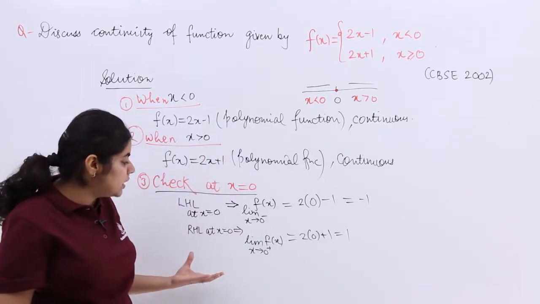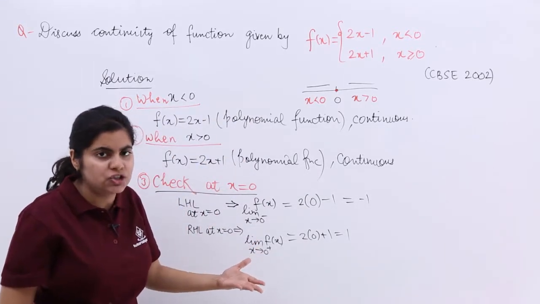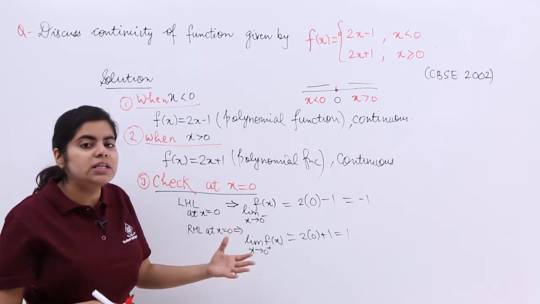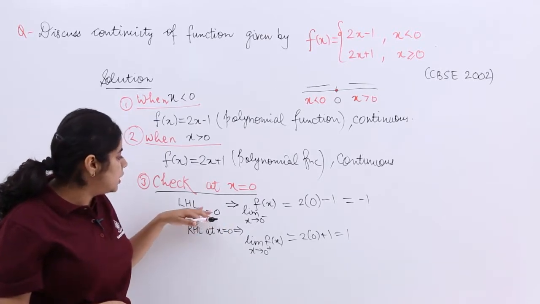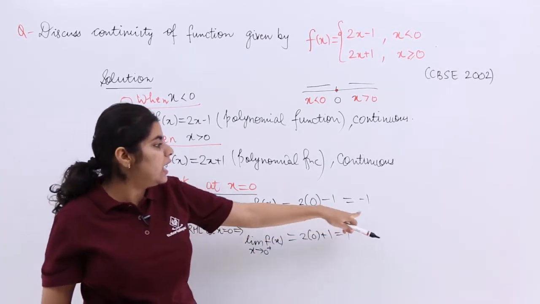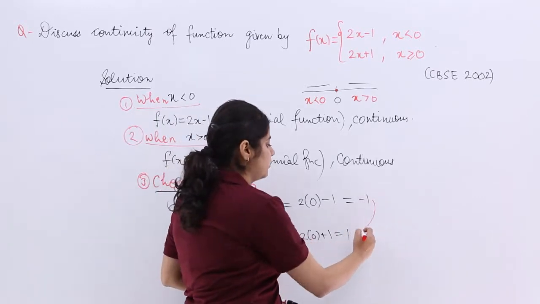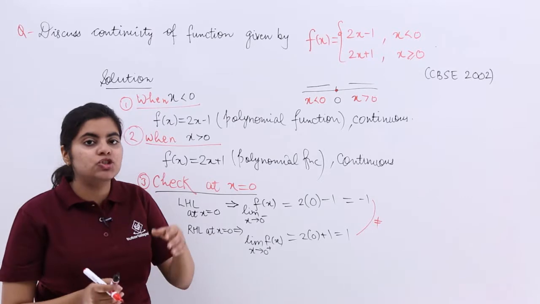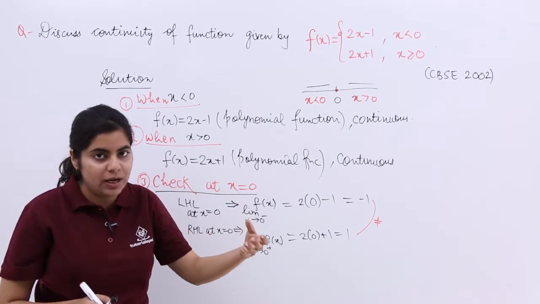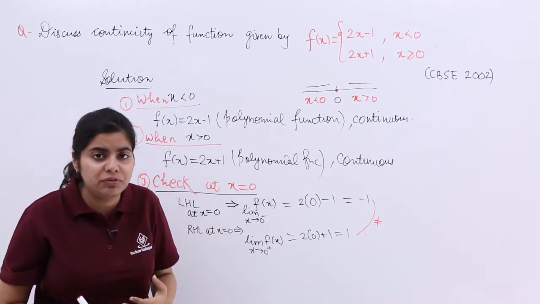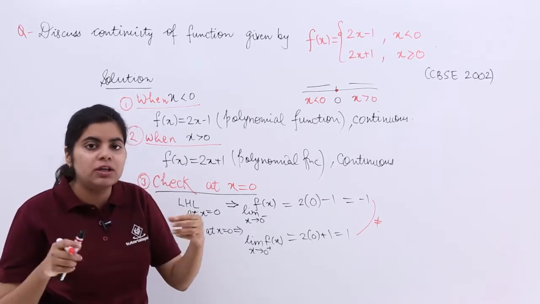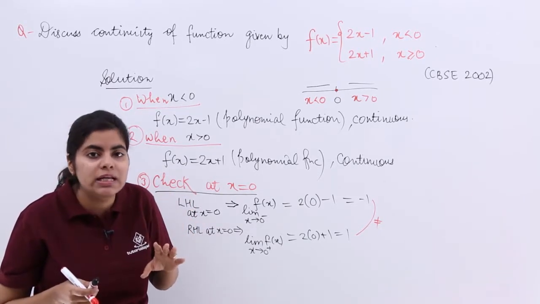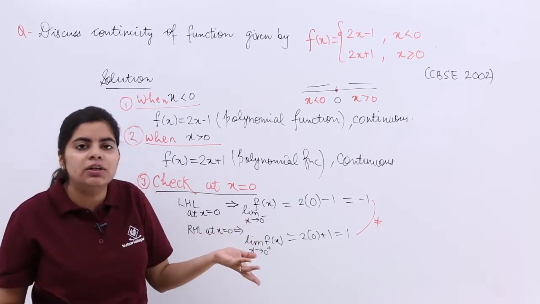The third would be checking at x equal to 0 as such. But f(0) is not needed here, because we already see that LHL and RHL are not equal. For continuity, the criterion should be that LHL should be equal to RHL should be equal to the value of the function. The value of the function is something that we can think over later. But even LHL and RHL are not equal.